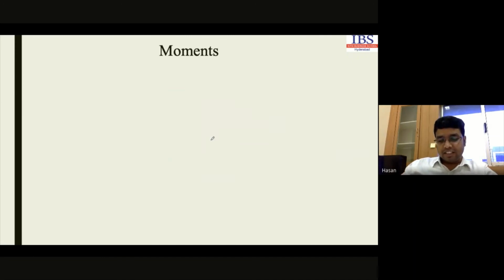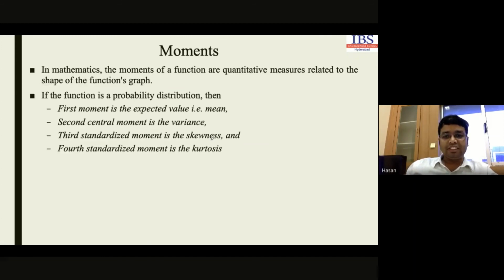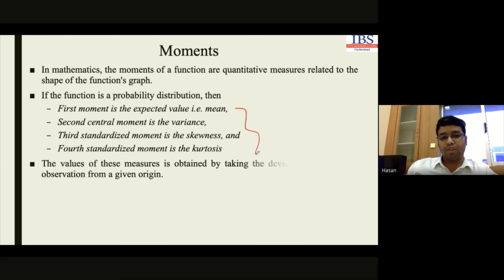And last part is moment. Moment is the different parts we have measured. First one is mean, variance, skewness, and kurtosis. These are the different moments. Okay, how we calculate the moment here?